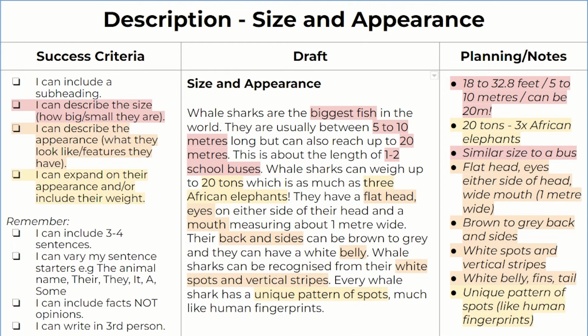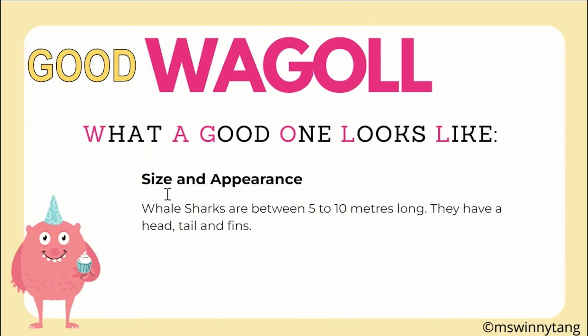Let me show you what a good, great, and amazing paragraph looks like. Okay, so a good description paragraph on size and appearance looks like this. Whale sharks are between 5 to 10 meters long. They have a head, tail, and fins. So can you see that I have described the size, I have described the appearance, but there isn't too much description in there and not much detail.